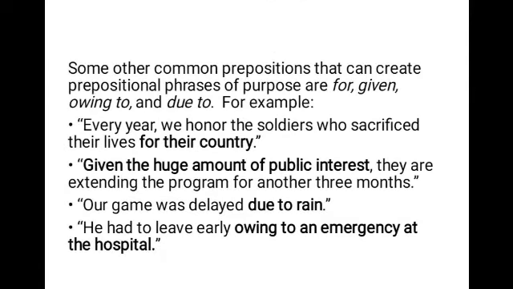Some other common prepositions that can create prepositional phrases of purpose are for, given, owing to, and due to. For example, every year we honor the soldiers who sacrificed their lives for their country. Given the huge amount of public interest, they are extending the program for another 3 months. Our game was delayed due to rain. He had to leave early owing to an emergency at the hospital. So the bold phrases here are the adverbs or adverbial phrases of purpose.